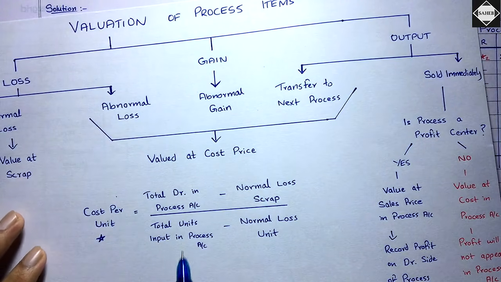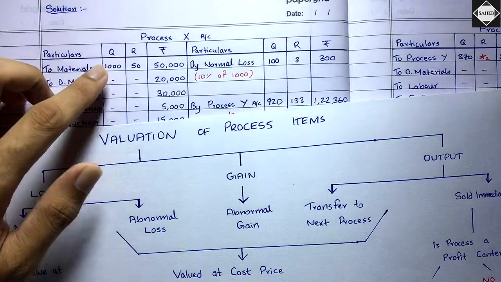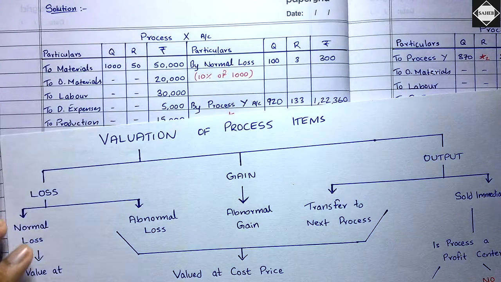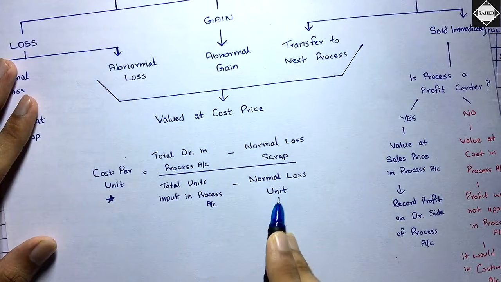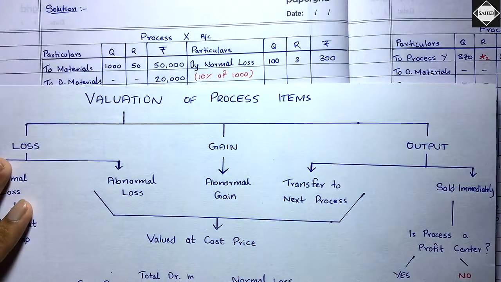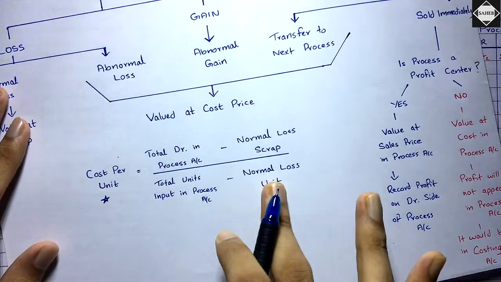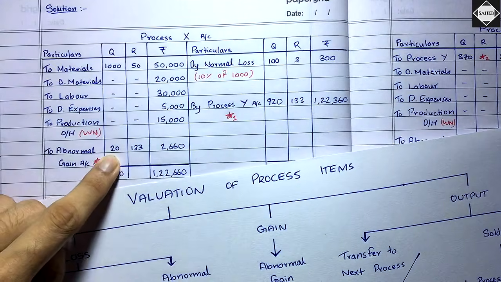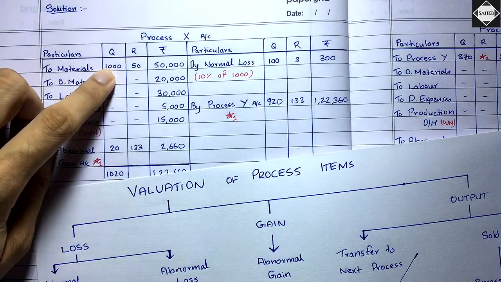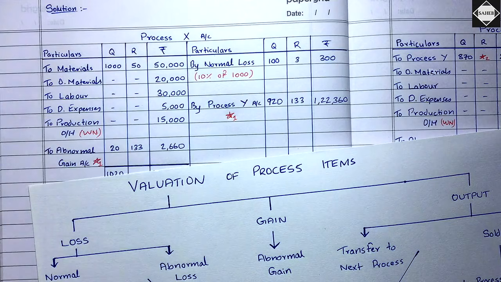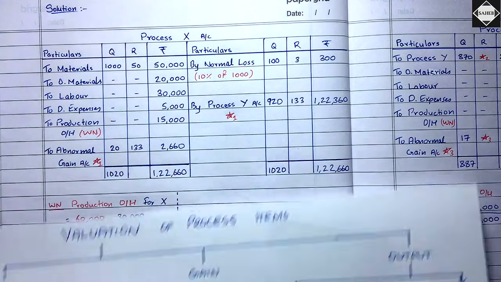Divide by the total units input in process account. How much quantity? 1000 quantity we have input in process account minus normal loss unit, that is 100. So 1000 minus 100. Is that clear? That's what you have to do. Now don't take abnormal gain while taking the total units. Here don't consider this 20. You have to take this only, 1000. Many students make that mistake. Don't do that.